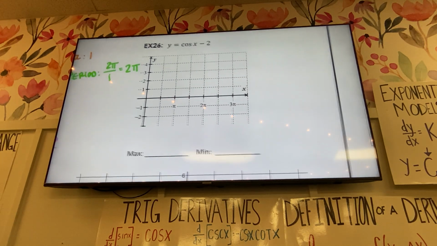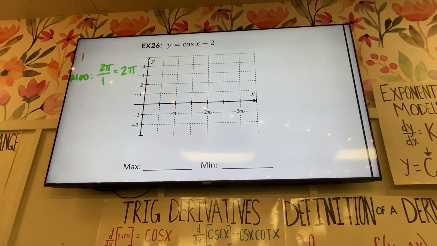All right, let's try 26. First thing you graph is the midline. Where's that at? Probably negative 2. Then we're going to do the amplitude, which is 1. And then we're going to do the period, which is 2 pi, because it's not changing at all. There's still the understood 1 in there.